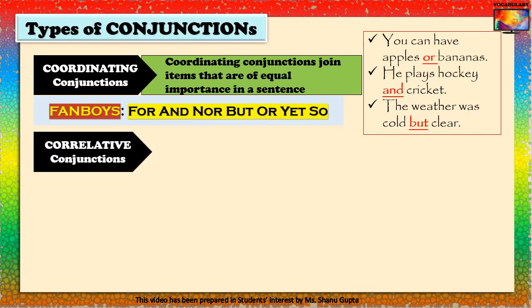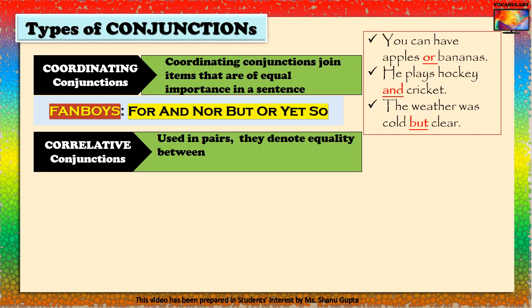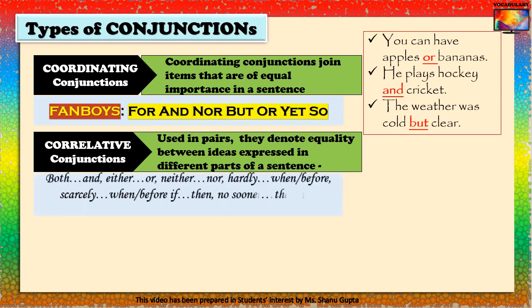Then there are correlative conjunctions. These conjunctions are used in pairs to correlate two equal ideas within a sentence. Correlative conjunction pairs such as "both...and," "either...or," "no sooner...than," etc. are very rigid in the sense that you can't replace any of the words in the original pair with something else.